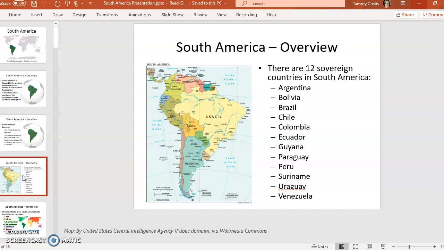Okay, there are 12 sovereign nations, 12 sovereign countries within this continent. Sometimes people say, oh, Africa, or oh, South America, but please remember that's a continent and there are countries within the continent. And so we're going to be looking at those countries.